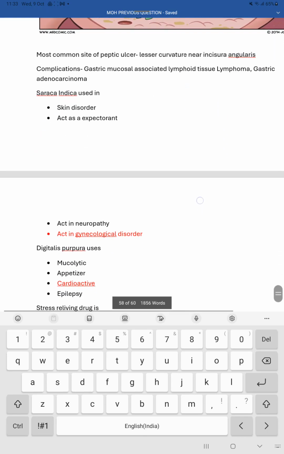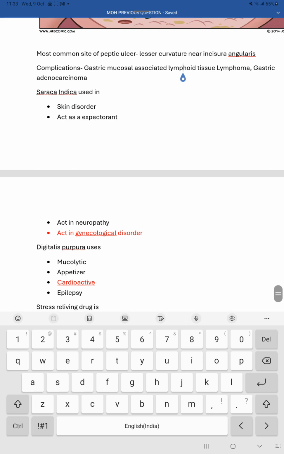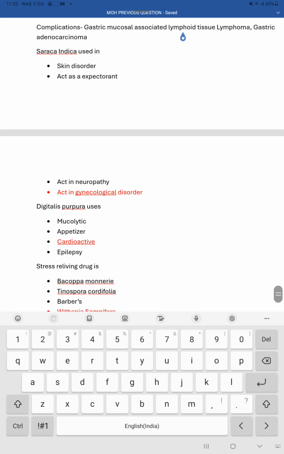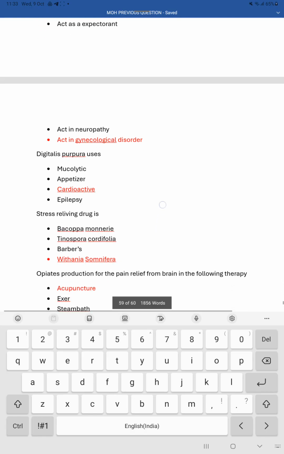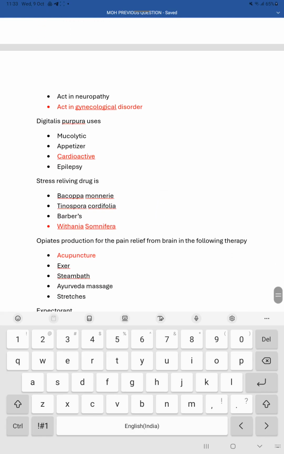Next question: Saraca indica is used in which condition? Saraca indica is Ashoka. Ashoka is mainly given in gynecological disorders. So we use this drug in gynecological disorders. Next one is Digitalis purpurea.